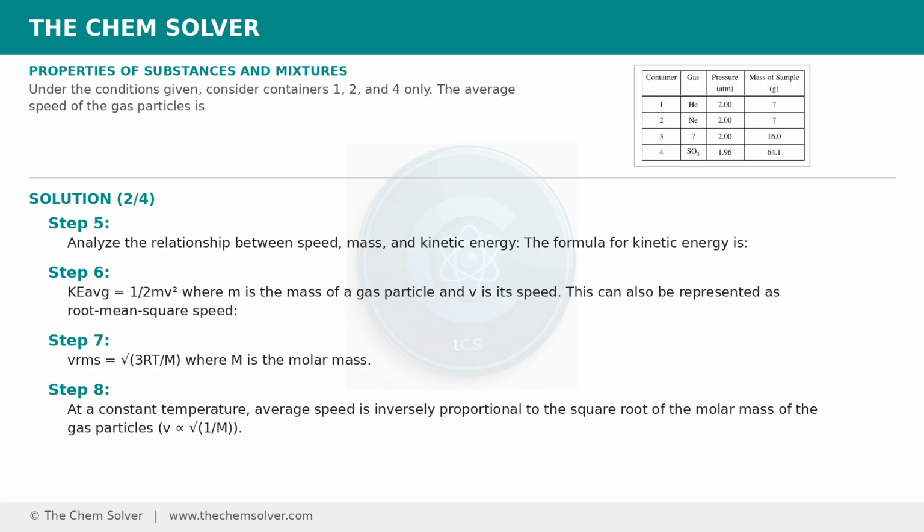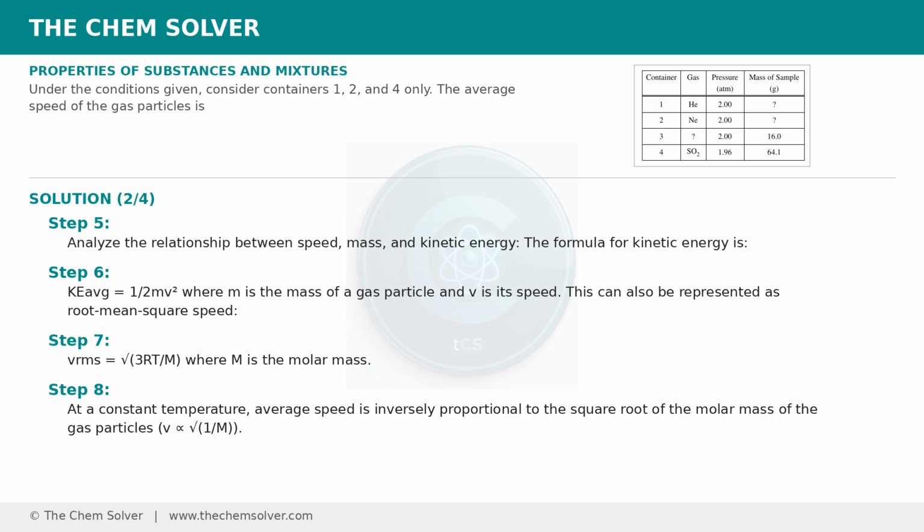Analyze the relationship between speed, mass, and kinetic energy. The formula for kinetic energy is KE average equals 1/2 mv², where m is the mass of a gas particle and v is its speed. This can also be represented as root mean square speed. Vrms equals the square root of 3RT over M, where M is the molar mass.